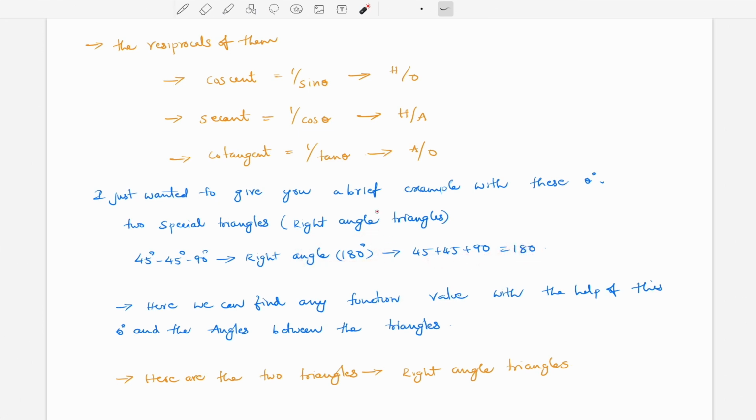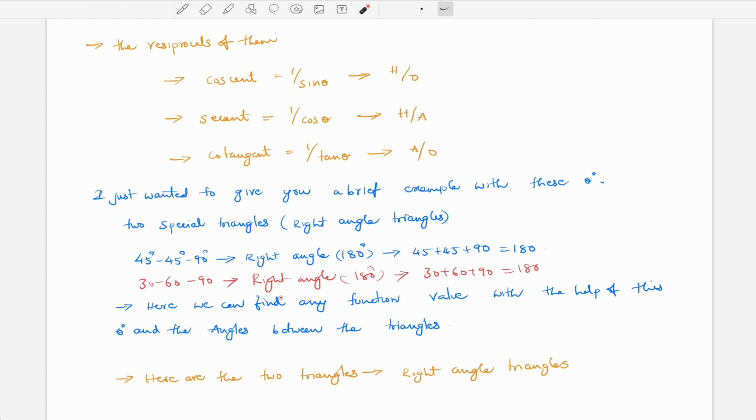So we have another one. And we have a 30, 60, 90 triangle. This is also a right angle triangle, but here the angles are changed. The total is also equal to 180, but the angles are changed from 45 to 30 and 60. If it is 45, it will look like this, and if it's 30, then it will look like this. I hope you have a good idea.